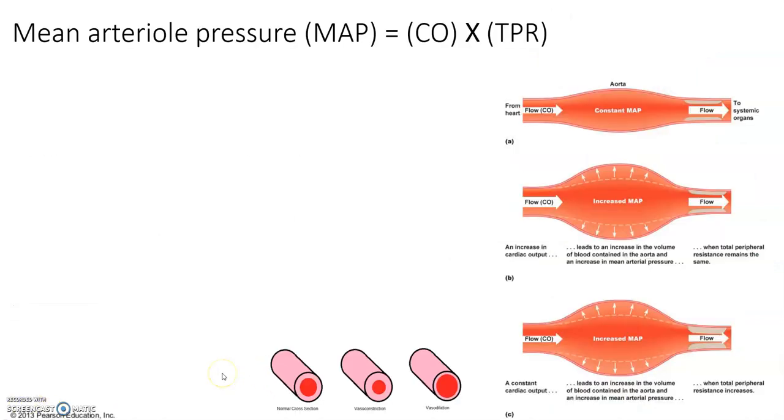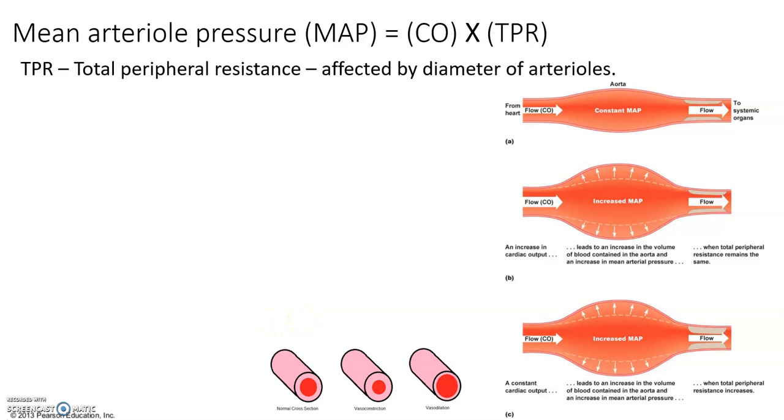So mean arterial pressure is the product of cardiac output, or CO, and total peripheral resistance, or what we call TPR. So let's define these two terms, just so we're clear. TPR is the total peripheral resistance. It's affected by the diameter of our arterioles. So basically, they can vasoconstrict, so the smooth muscles within our arterioles can contract, causing the diameter to get smaller.